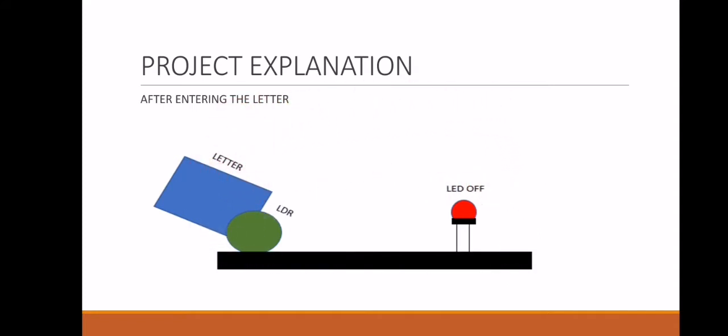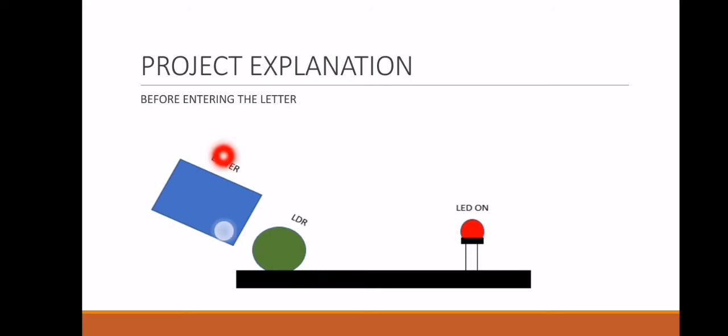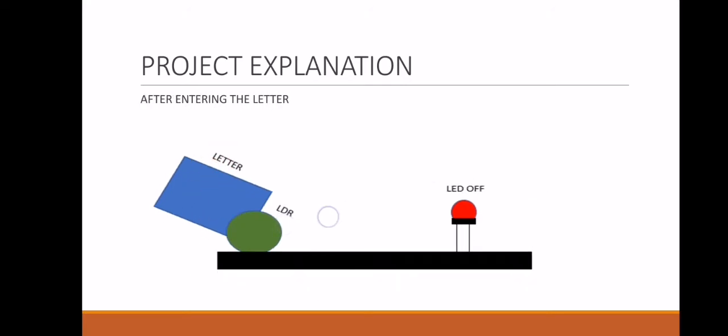Before this, the letter had not entered yet. Now the letter enters the electronic letter box and hits the LDR, and that makes the LDR have no light source, which it can detect, making the LED turn off. After the LDR detects no light source because the letter is already in the letter box, the LED will stay off to let the user know there is a letter inside the box.